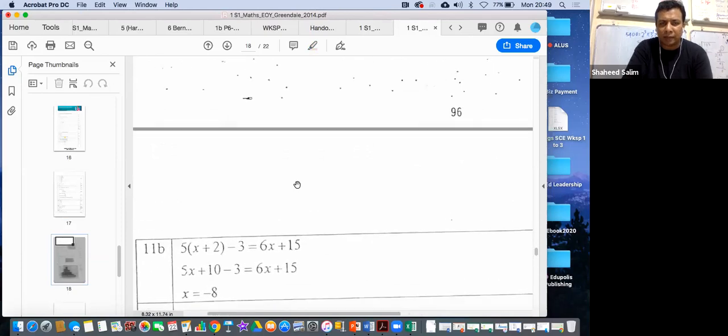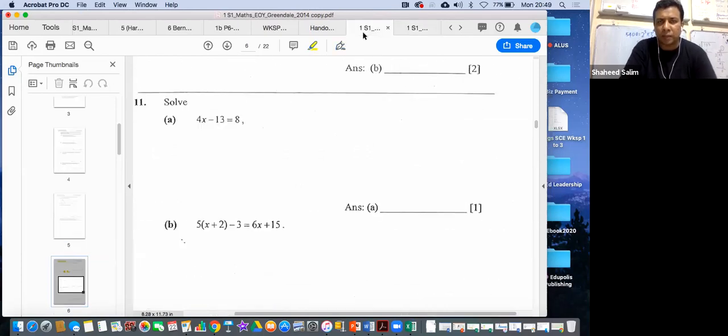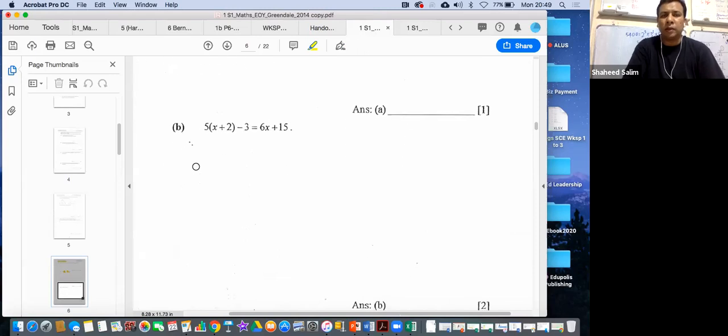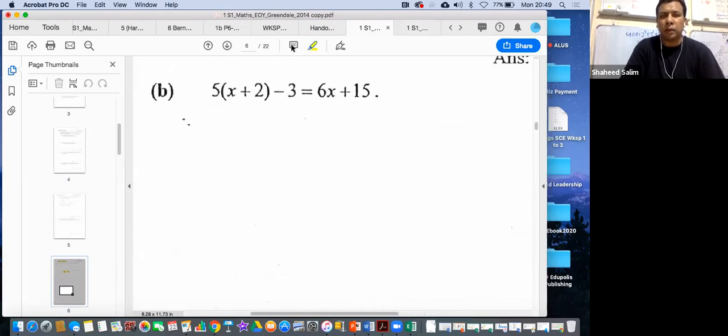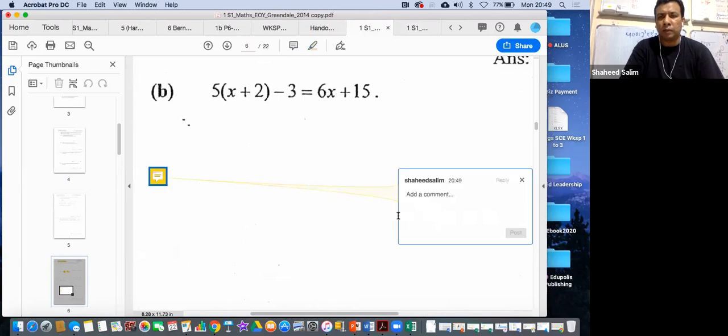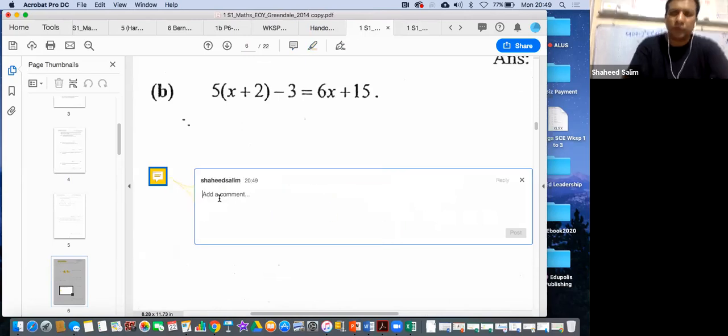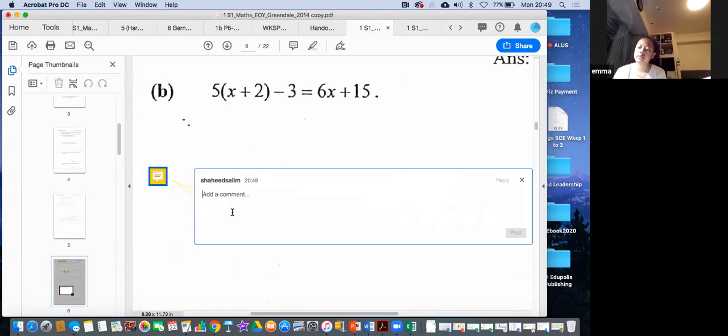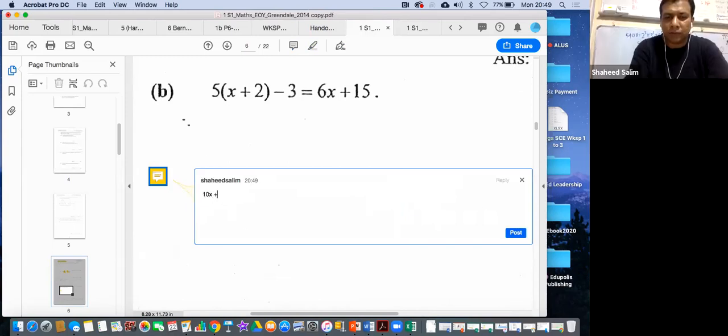It's minus 8. So let us go through step by step. All right, down here, I'll enlarge it. Okay, so now you expand for me the left side. What do you get? 5x plus 10. I heard you wrongly. Okay, 5x plus 10. Oh, sorry, there is still a minus 3. Must include the minus 3 here. Equals 6x plus 15.